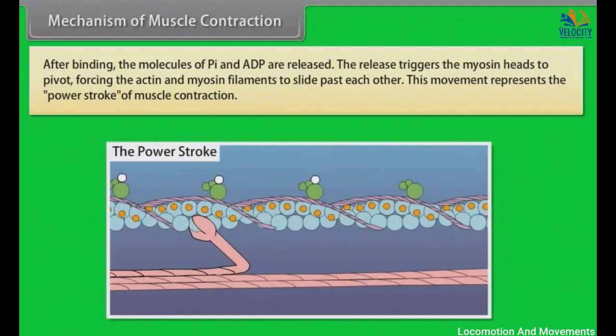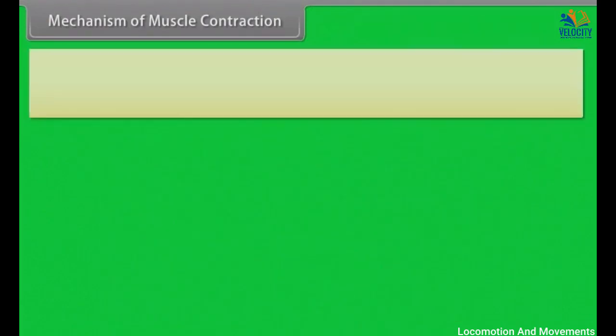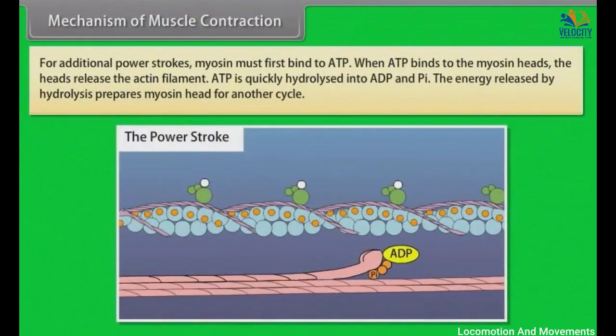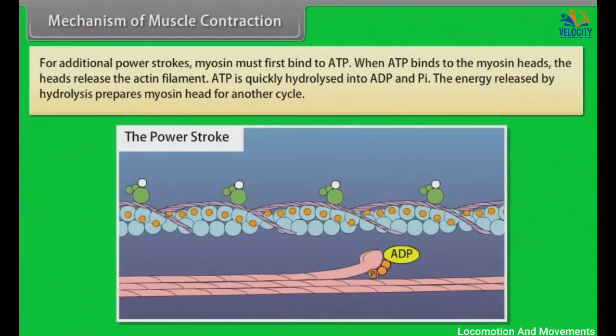The release triggers the myosin heads to pivot, forcing the actin and myosin filaments to slide past each other. This movement represents the power stroke of muscle contraction. For additional power strokes, myosin must first bind to ATP. When ATP binds to the myosin heads, the heads release the actin filament. ATP is quickly hydrolyzed into ADP and Pi. The energy released by hydrolysis prepares the myosin head for another cycle.